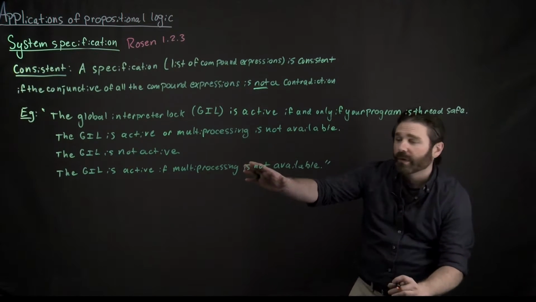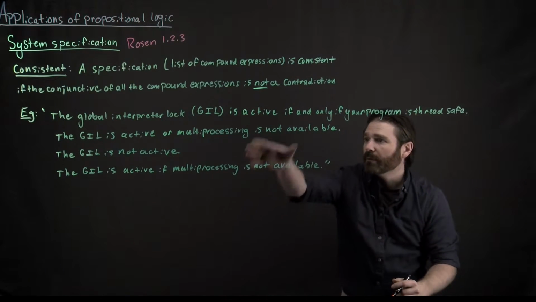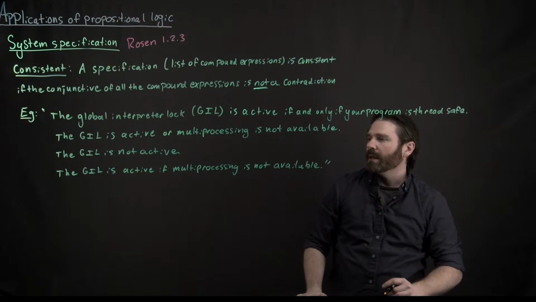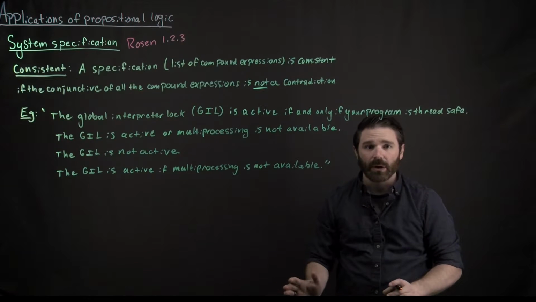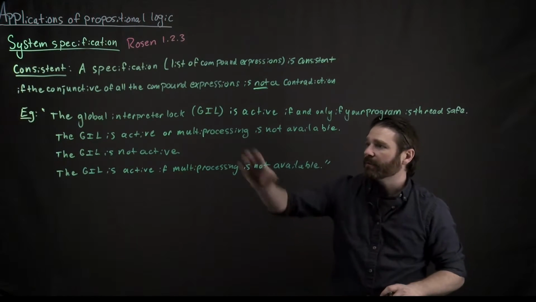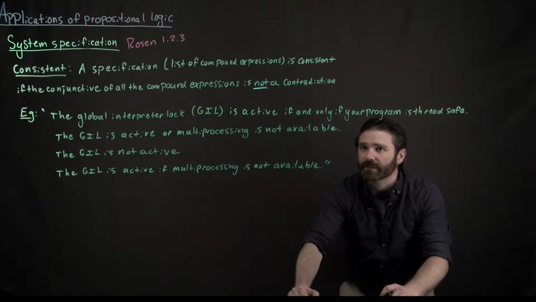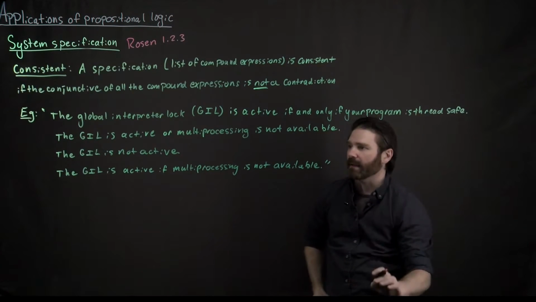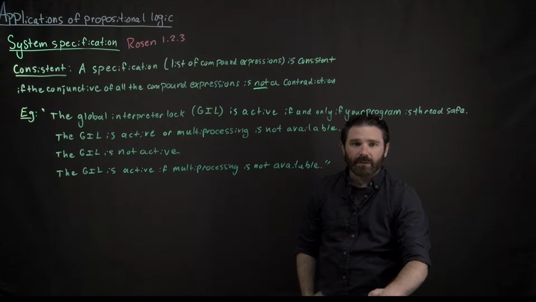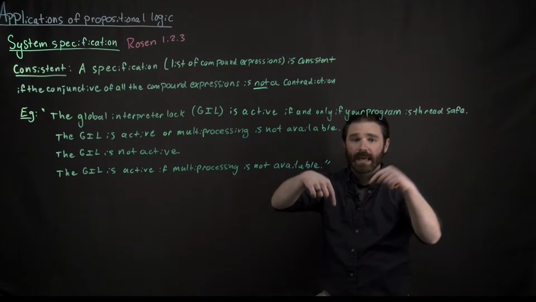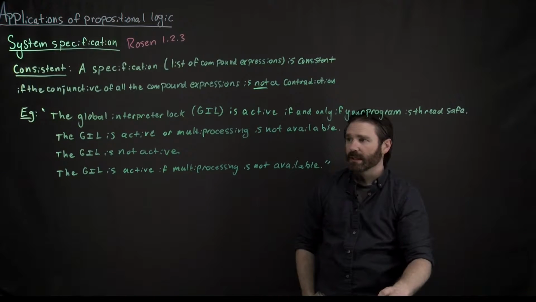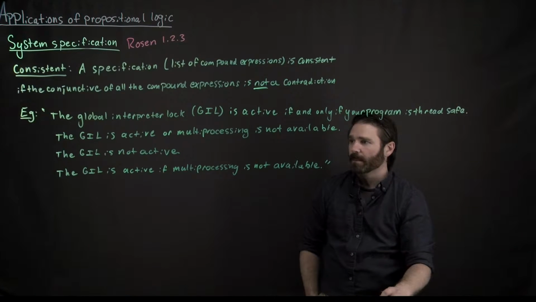So here we go. We've got ourselves a nice long list. We have 4 specifications right here that we have to see whether or not they are consistent. So we have: the global interpreter lock is active if and only if your program is thread safe. Thread safe, if you're not familiar with that, means that you don't have threads trying to access and change the same shared data at the same time, which could cause many problems in your code.